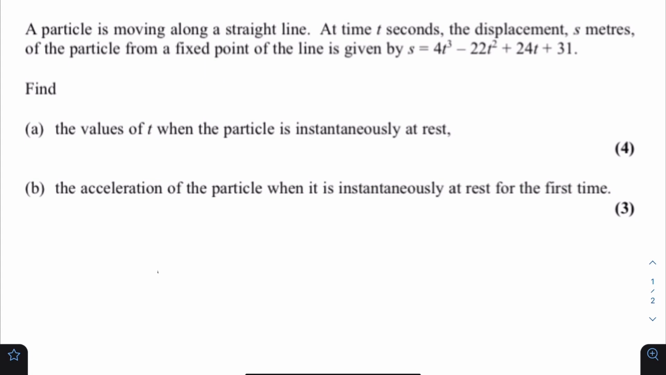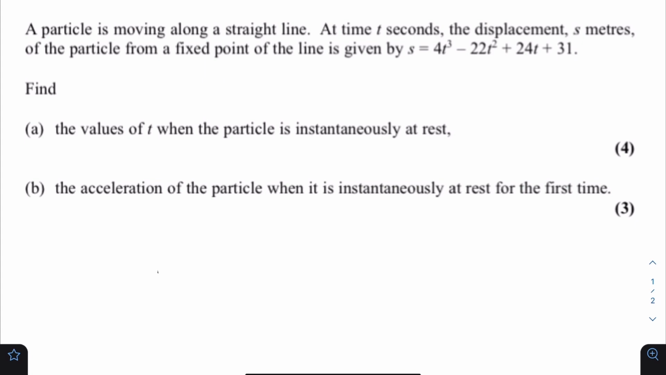So a particle is moving along a straight line, and at time t seconds, the displacement of the particle from a fixed point of the line is given by s equals 4t cubed minus 22t squared plus 24t plus 31. So let's look at the two questions and subparts. Since kinematics isn't that tested on, there aren't that many questions available. However, I do encourage you to know generally how it works and to watch the introduction video if you haven't already. So part A: find the values of t when the particle is instantaneously at rest.